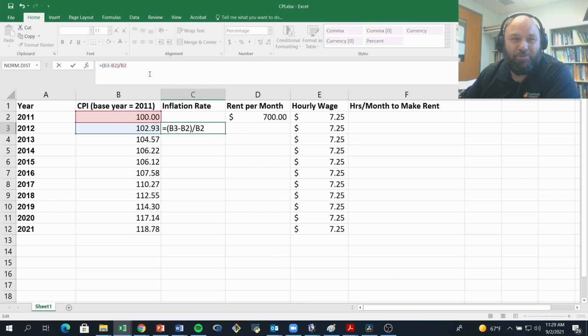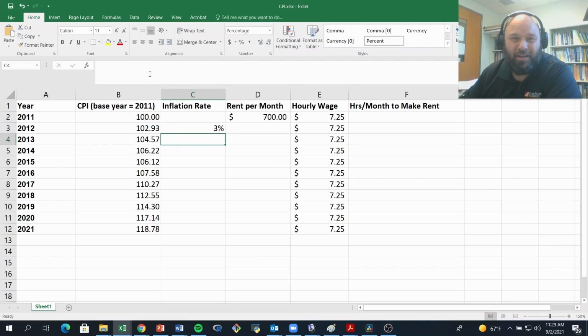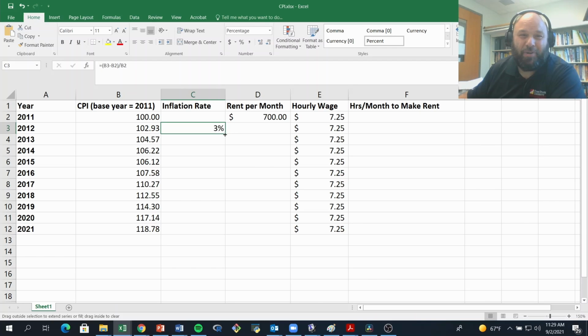Notice I had to put the subtraction in parentheses. That's because under PEMDAS, under ordinary order of operations, without the parentheses, Excel would have divided B2 by B2 first and then subtracted from B3. To get Excel to do the subtraction first, we use parentheses. So I'll hit enter, and I pre-formatted this to be in percentage terms, and it's rounded to 3% approximately. So let's drag this down and see what the inflation rates are for other years.